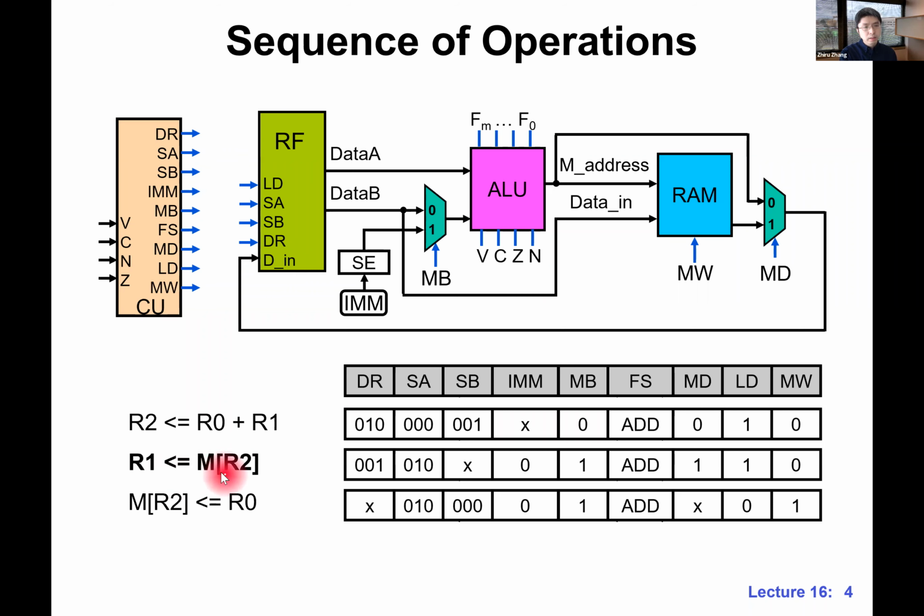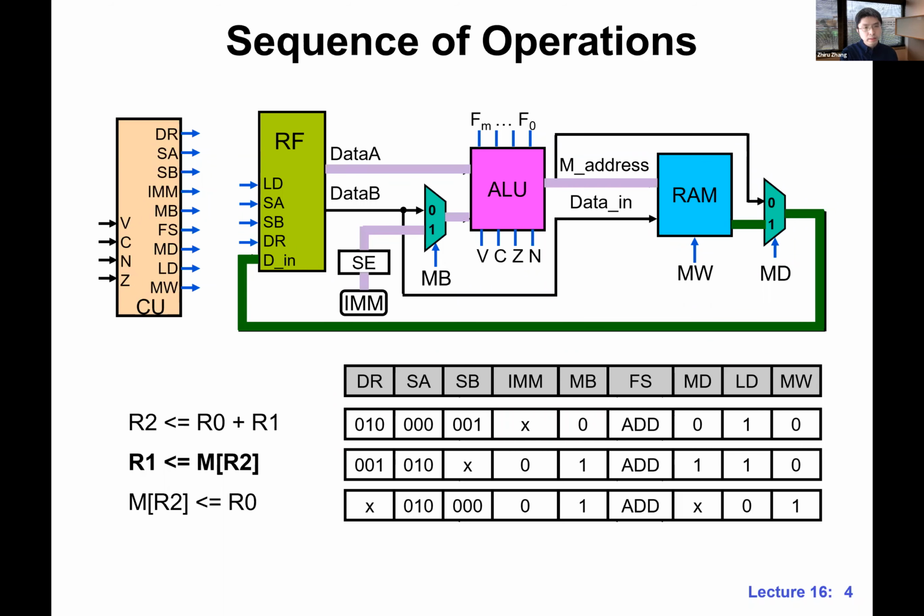So this is actually a load. We load into the RF. In this case, DR is R1. The destination register is R1. So this is actually a load. And if you look at this instruction, this is how the data flows. How come I have two colors here with these heavy lines?